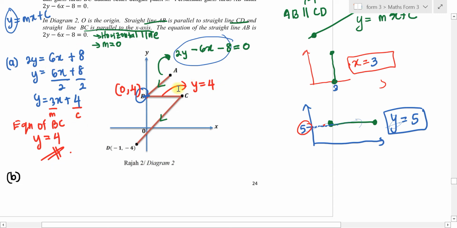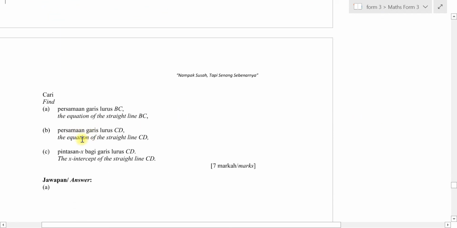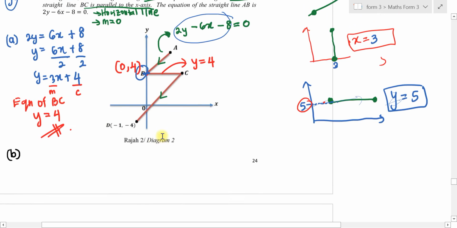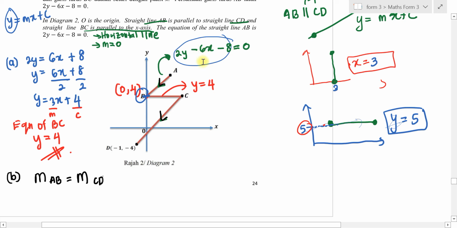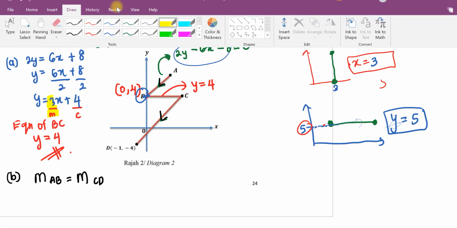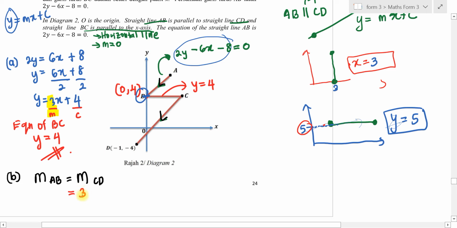Now we know this is y equal to 4. Next question, equation of straight line CD. If CD and AB are parallel, as we said, then gradient of AB equal to gradient of CD. Both have the same gradient. We already arranged the equation of AB, and the gradient there is 3. So the gradient equals 3.